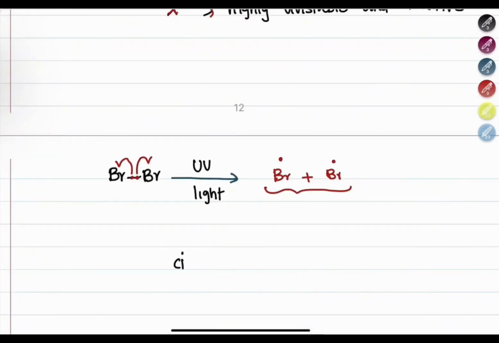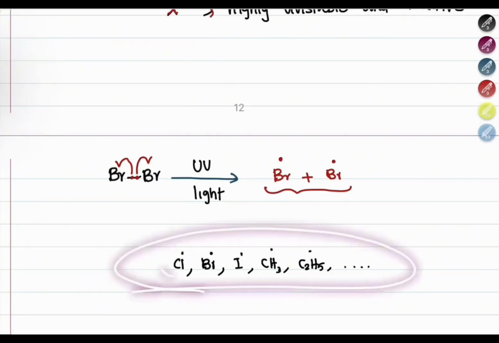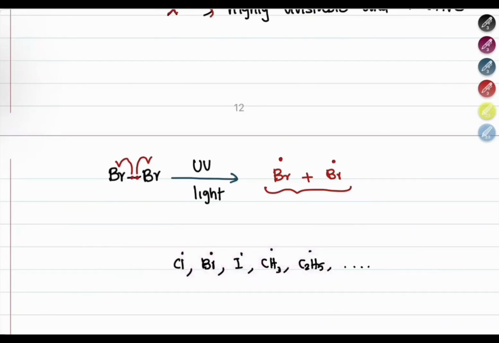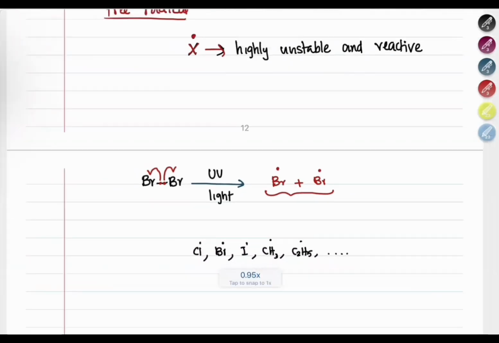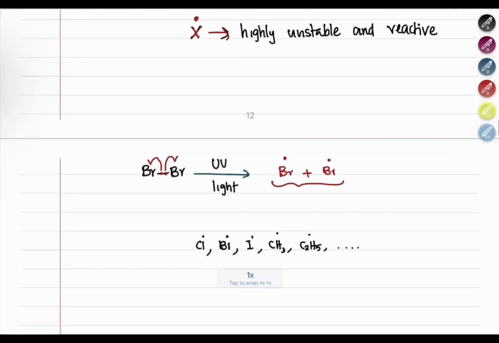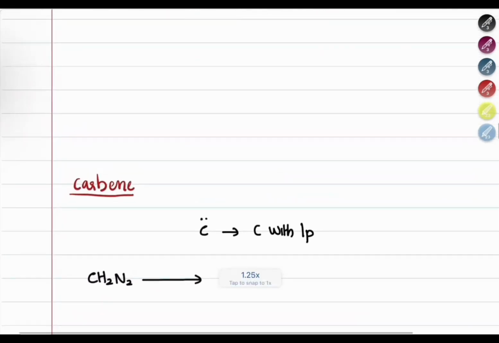So there can be chlorine radical, bromine radical, iodine radical, and methyl radical, ethyl radical. All these are possible in an organic reaction. And these are the different examples of a free radical. So this is the third example of intermediate. And the fourth one is carbene. Carbene means in our molecule there will be a carbon with a lone pair. That is what is meant by a carbene.